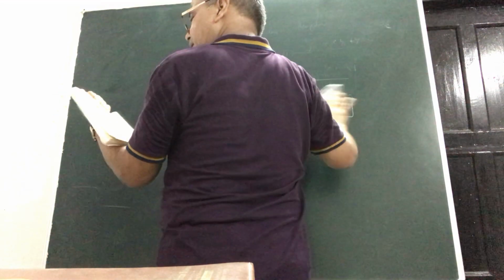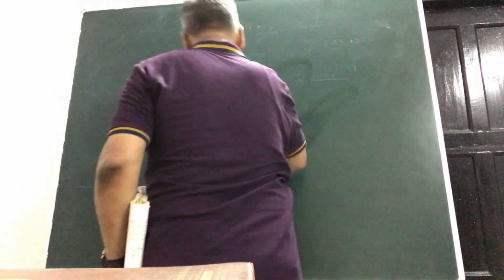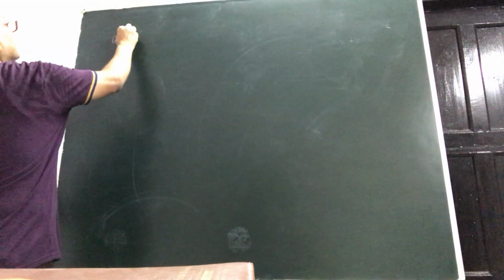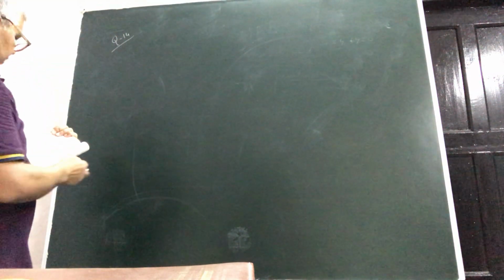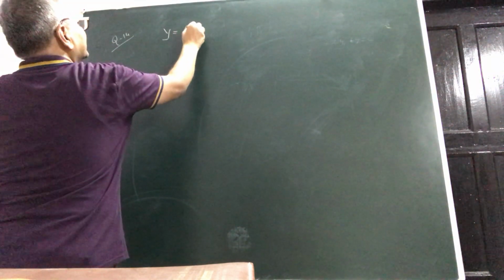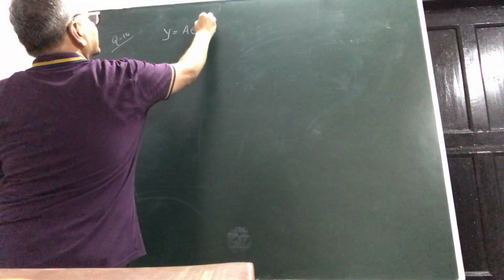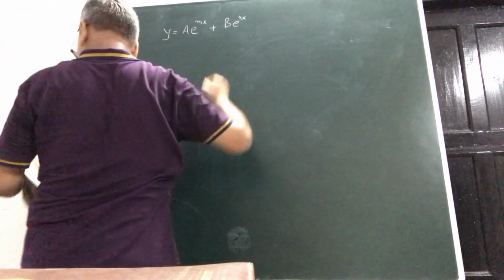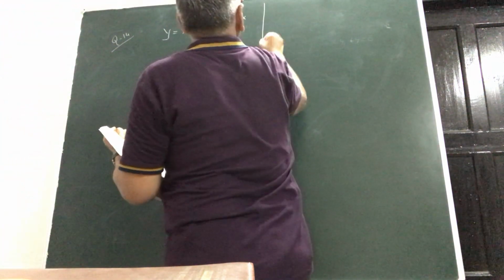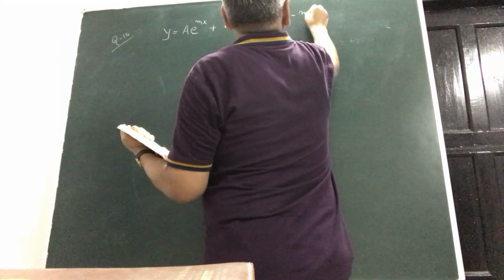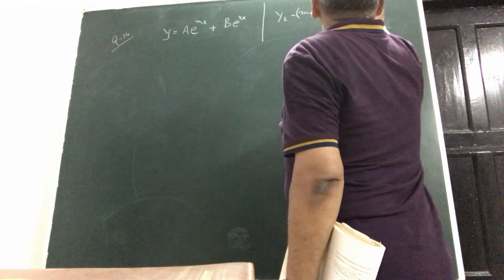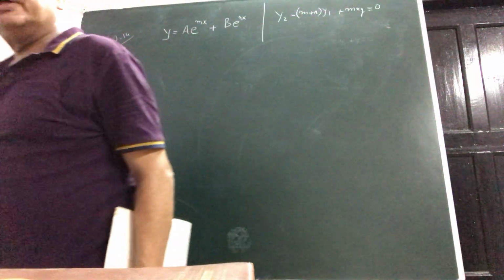Now next question, please see. Let me do question number 14. Question 14: if y is equal to a e to the power mx plus b e to the power nx, then you have to show that y2 minus (m plus n) y1, that is dy by dx, plus mny is equal to 0.